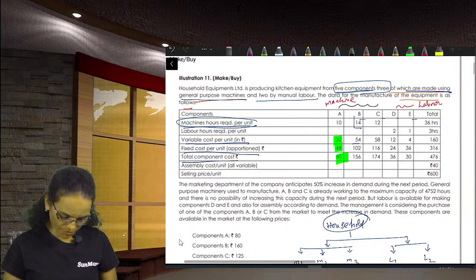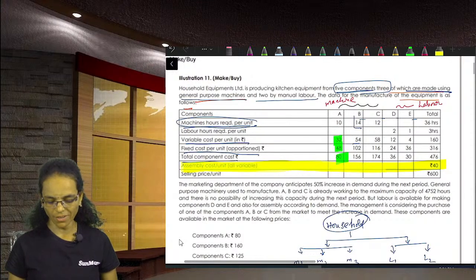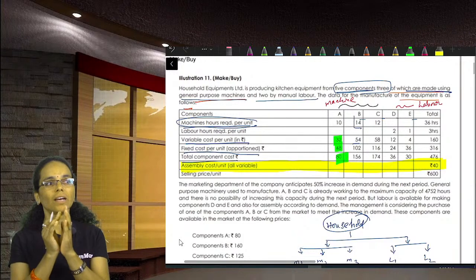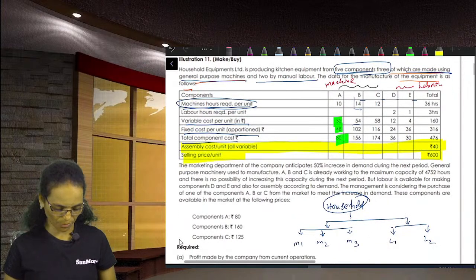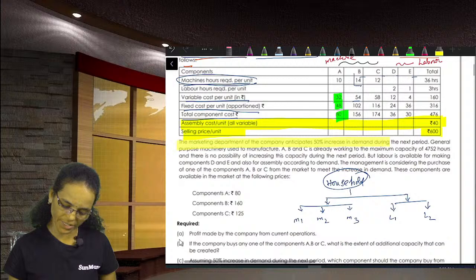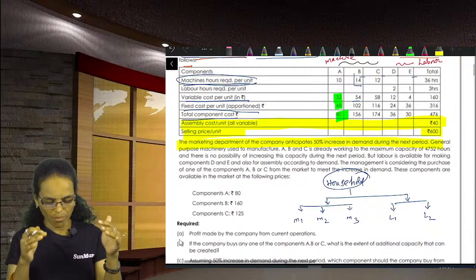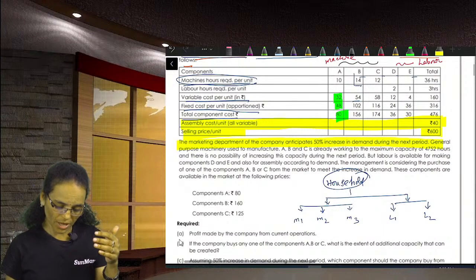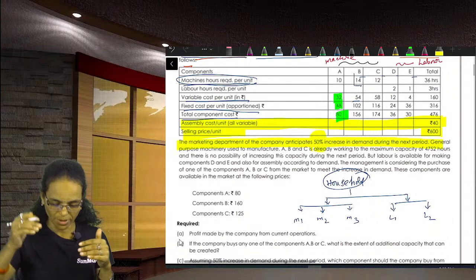See, the next one is assembly cost per unit, all variable cost. This assembly cost per unit is completely variable and it is compulsory to complete the product. That is, assembly is completely mandatory. Selling price is given as 600 rupees. The marketing department of the company anticipates a 50% increase in demand during the next period. As of now we are selling the products, there is no issue, but our marketing department expects that demand for our products will increase by 50% in the coming period.